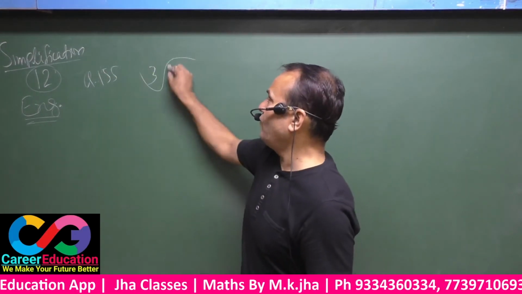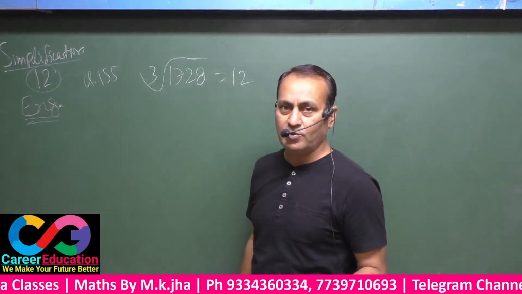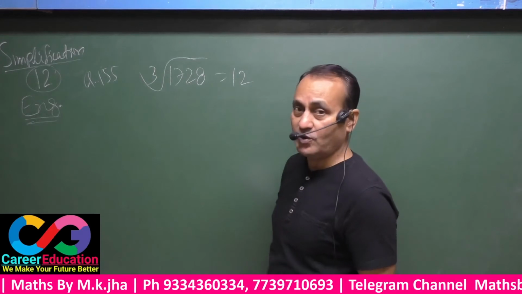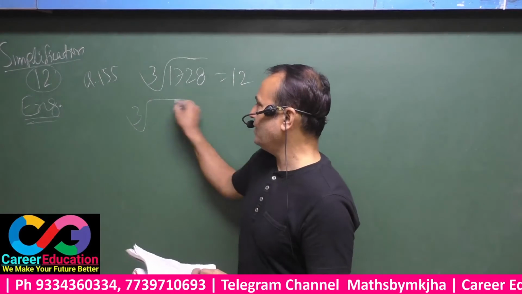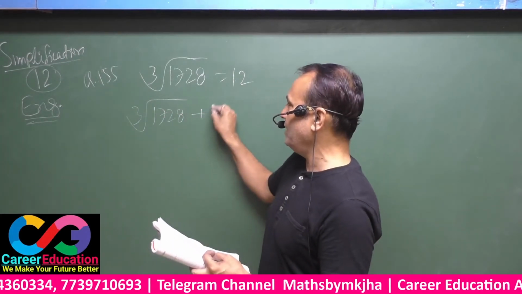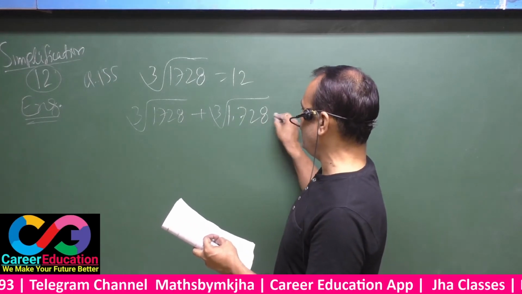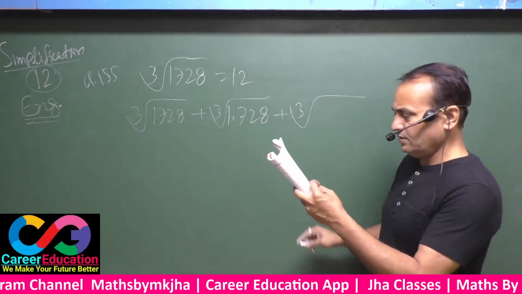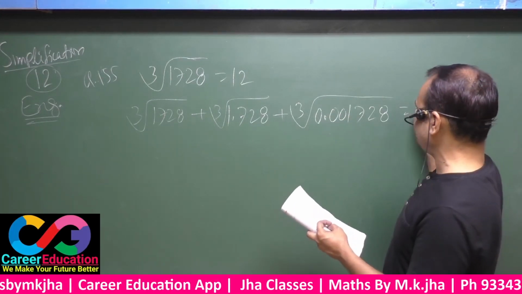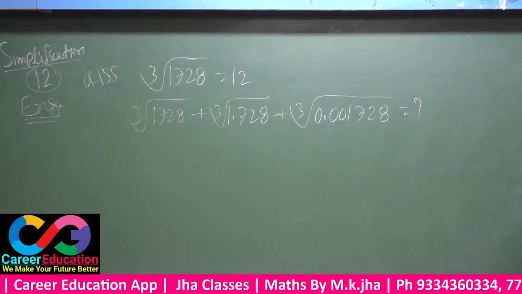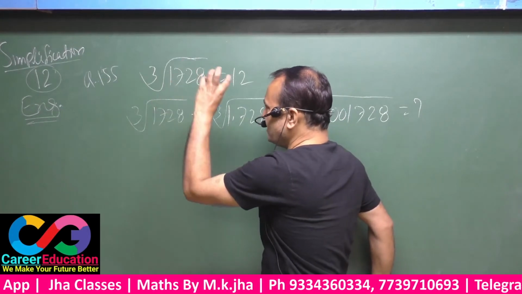If cube root of 1728 is 12, this is the reality. That means 1728 cube root is 12. It happens 12 cube equals 1728. On the basis of this, you have to answer cube root of 1728 plus cube root of 1.728 plus cube root of 0.001728. See here.